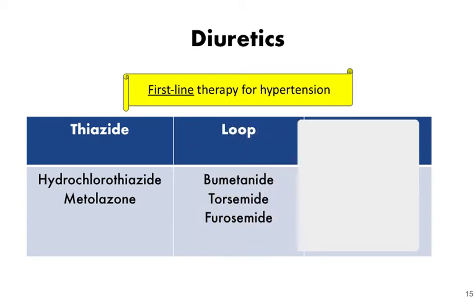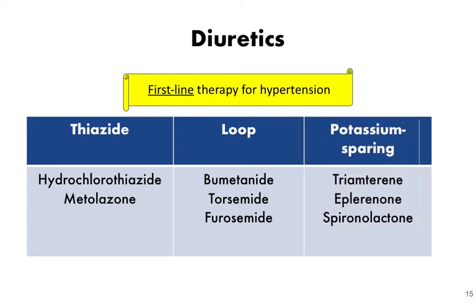The next type of diuretic are the loop diuretics. Those include bumetanide, torsemide, and furosemide. Loop diuretics tend to have a bit of a stronger effect than the thiazide diuretics, and we'll see why that is in just a moment. And they tend to be used if a bit more bang for your buck needs to happen to lower blood pressure with a diuretic.